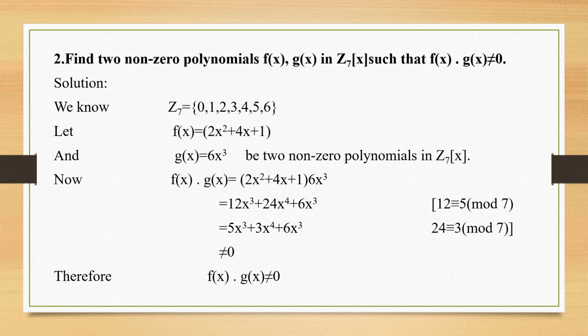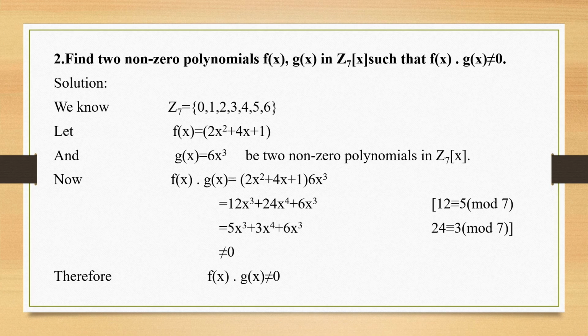So you have to choose polynomials and the coefficients of the polynomials such that you get numbers not perfectly divisible by mod 7. So I have chosen one polynomial 2x^2 + 4x + 1 and the other polynomial is 6x^3. Just check, if I multiply it, what will I get? 12x^5. Then what will happen here? I'll be getting 24x^4 + 6x^3.